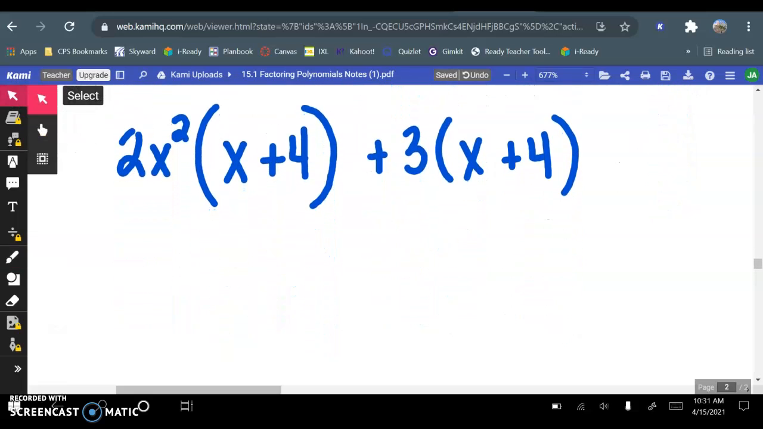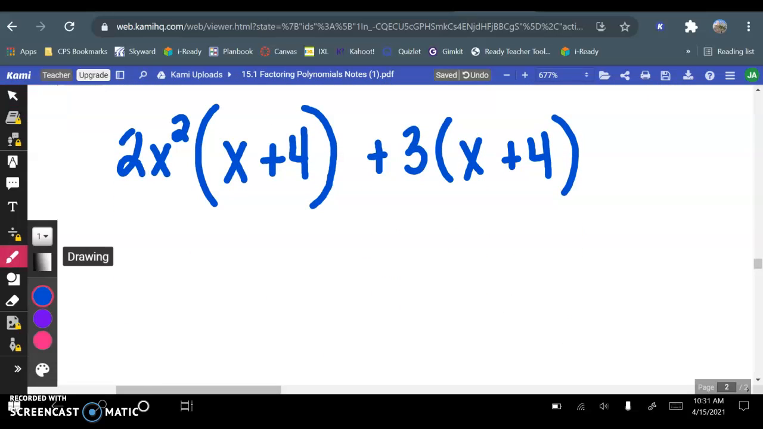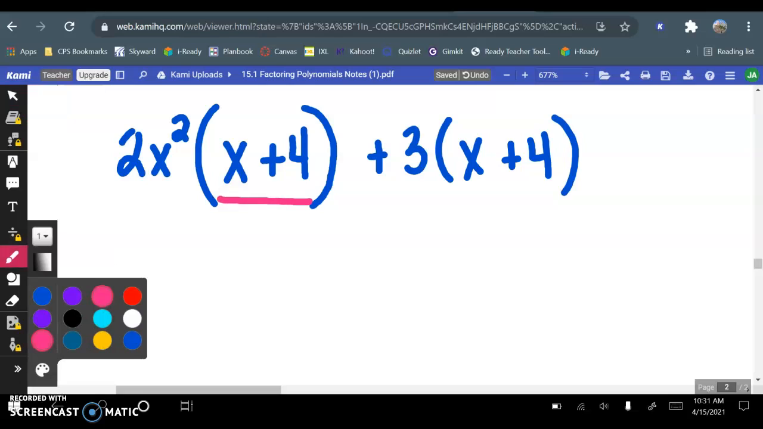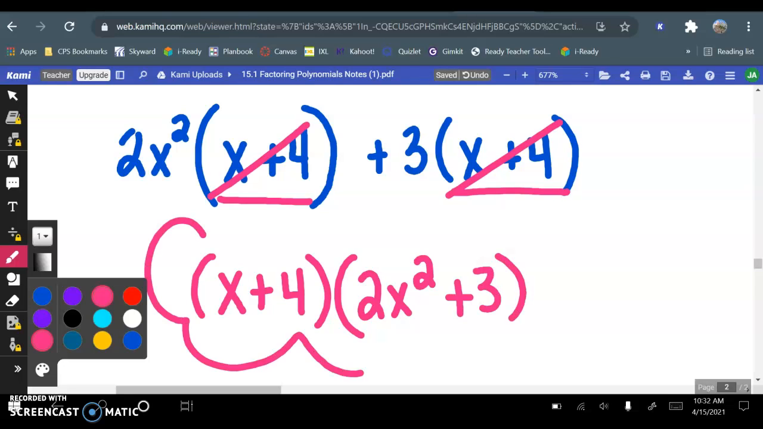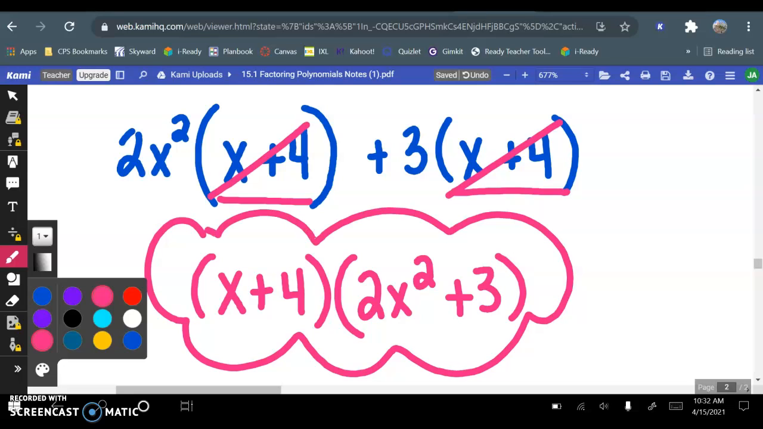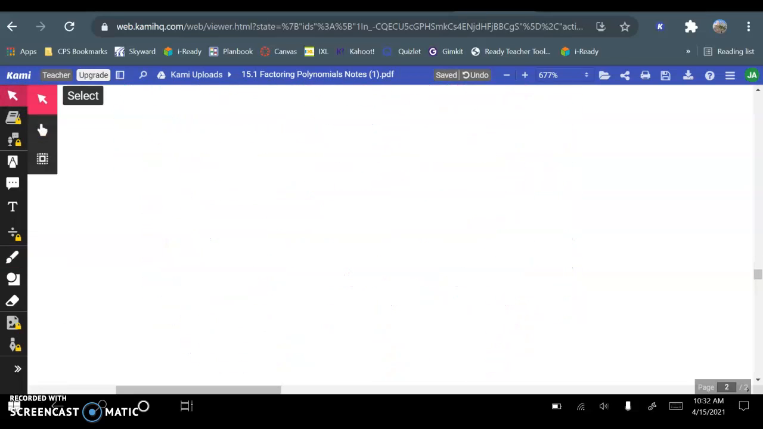that is partially factored. Now if we look at it, we notice this is very similar to the problems in example 3. They both have an x plus 4 in common. So we are going to take that out, factor that out. And then we have to write what is left over. The front has a 2x squared, and the back has a positive 3. Then we are completely factored.